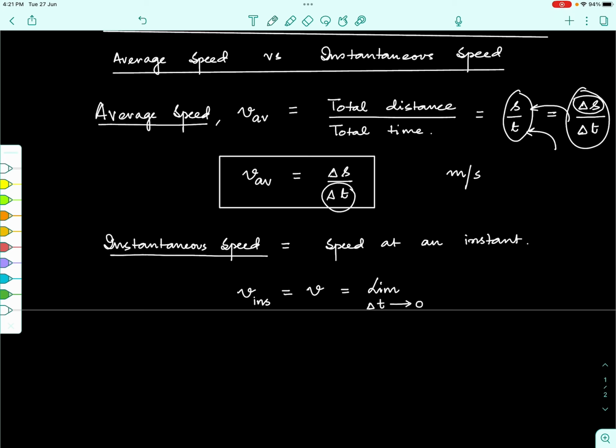In that case, we can say that this time interval delta T will become an instant of time, right? After we put this limit on delta T, we say that now we measure the quantity delta S by delta T.